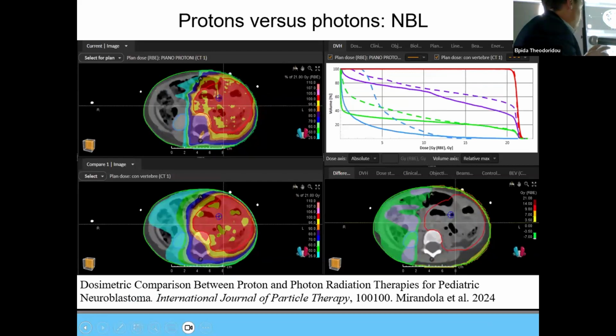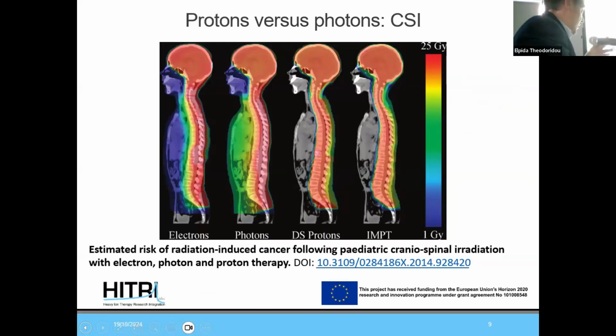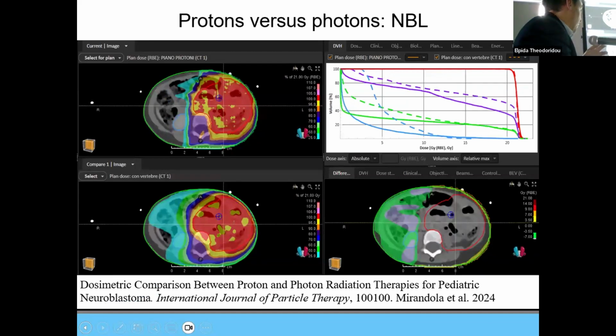Again, neuroblastoma. This is our publication of, I guess, the first months of this year, in which we can see the enormous sparing for kidneys, for example, in this case, but in general, we have the sparing of kidneys, of spleen, of bowel, of every district using protons. All these pictures come from real patients.